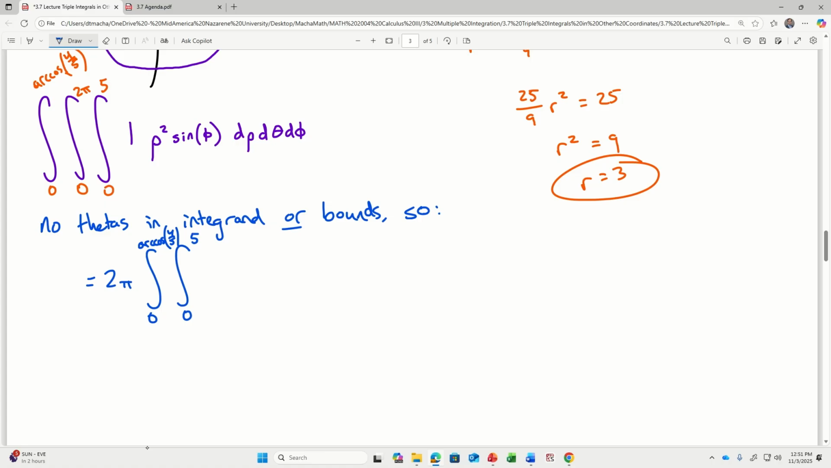Because anything you can do to make these problems a little bit shorter is nice. And then the middle integral is going to be the antiderivative of rho squared sine of phi with respect to rho. So in other words, sine of phi is just a constant. And then I've got to take the antiderivative of rho squared. What's the antiderivative of rho squared? 1/3 rho cubed. The lower bound on rho is 0, the upper bound on rho is 5.